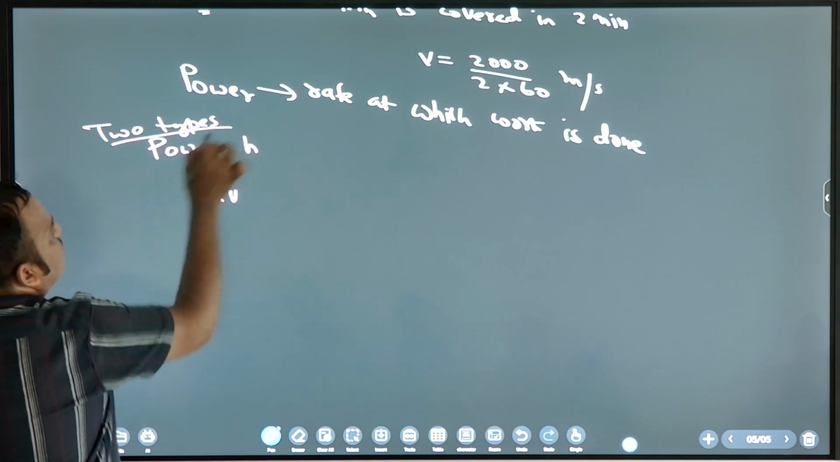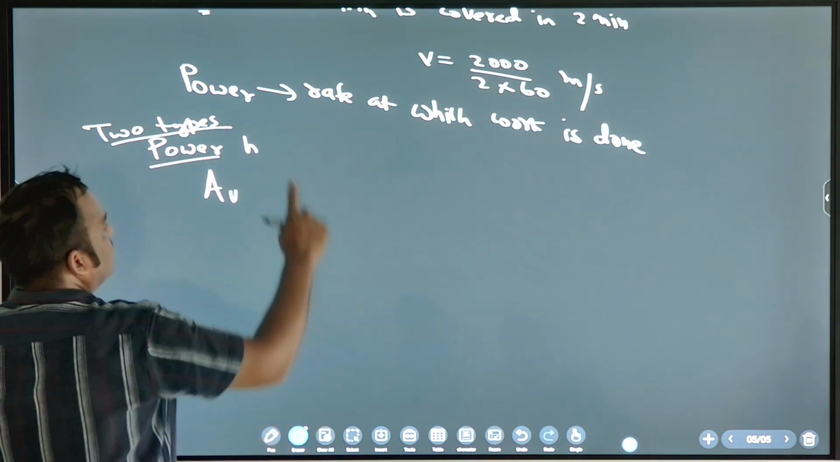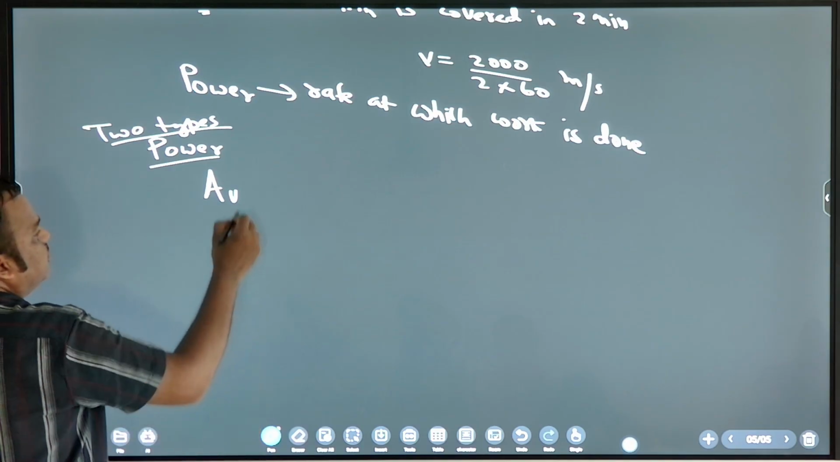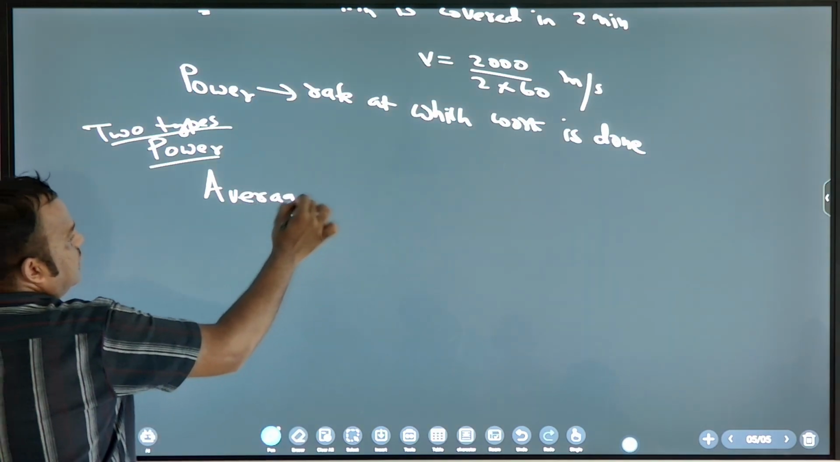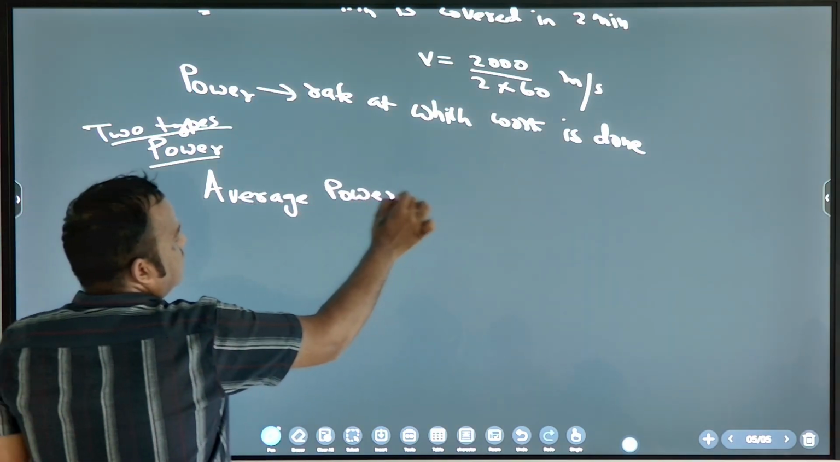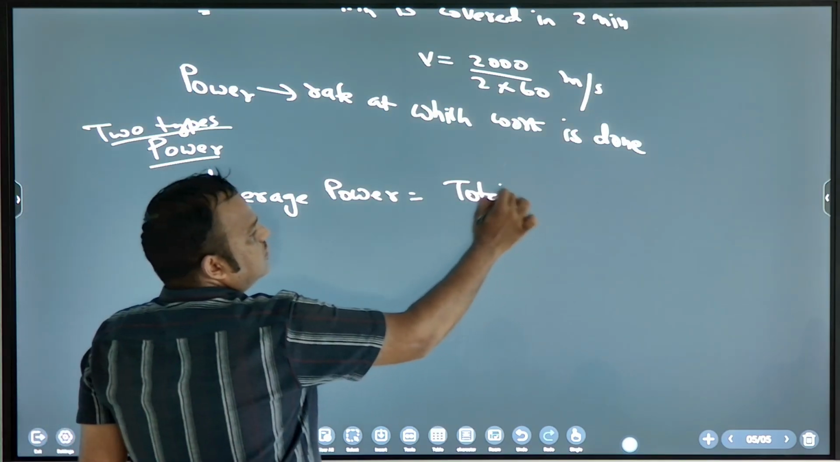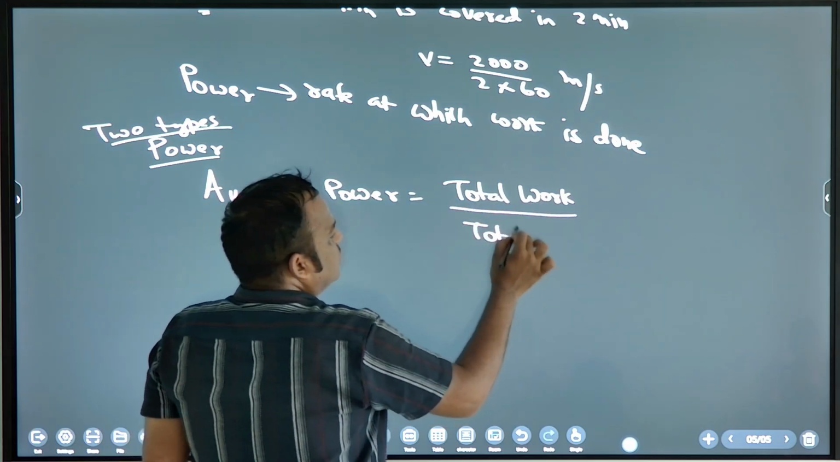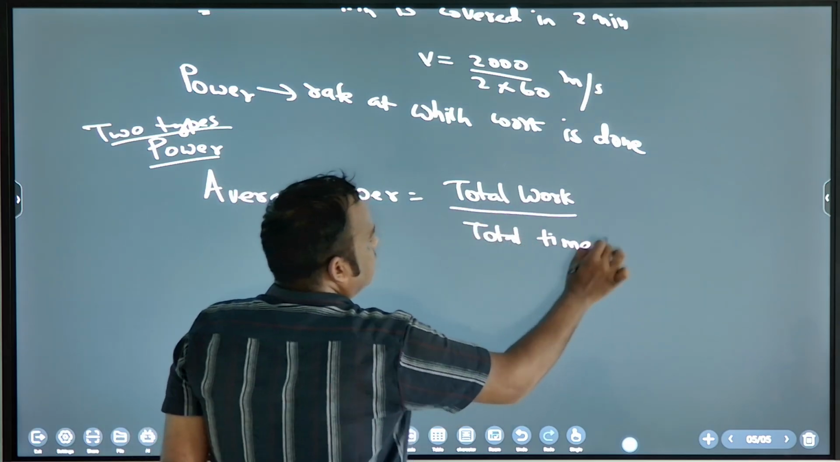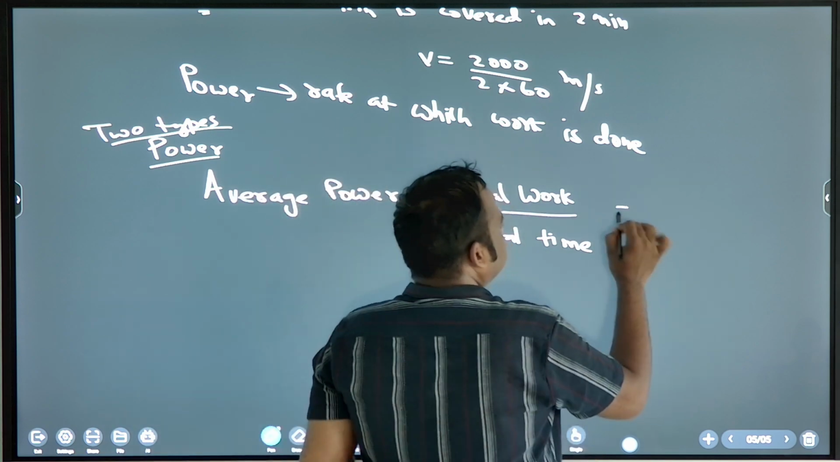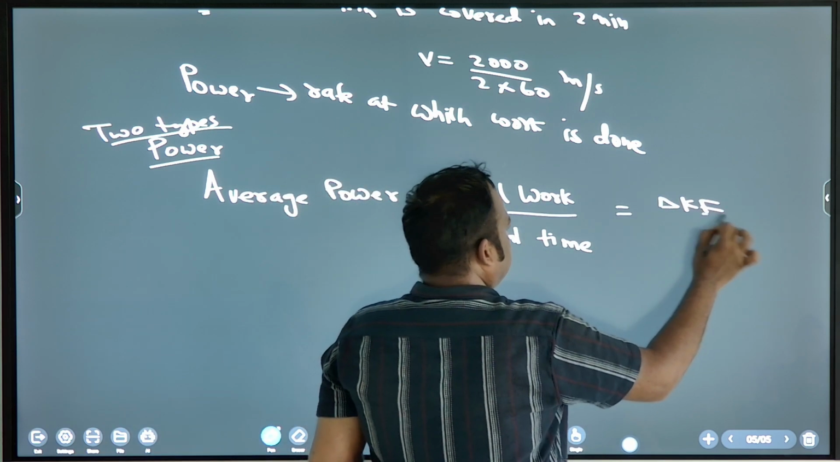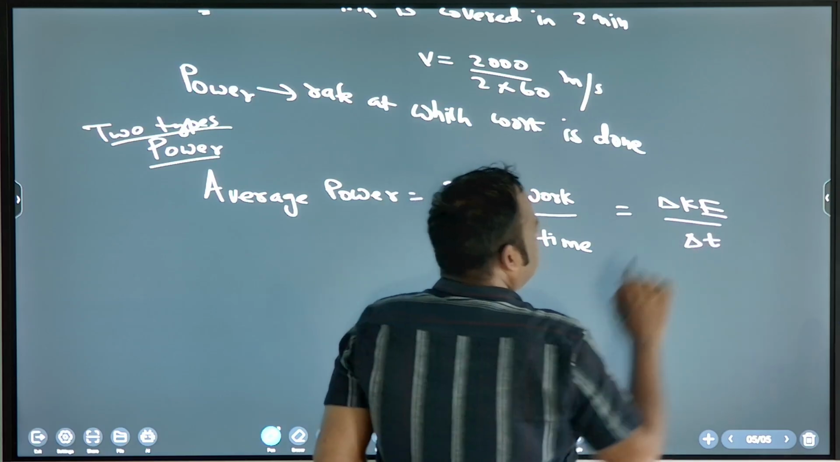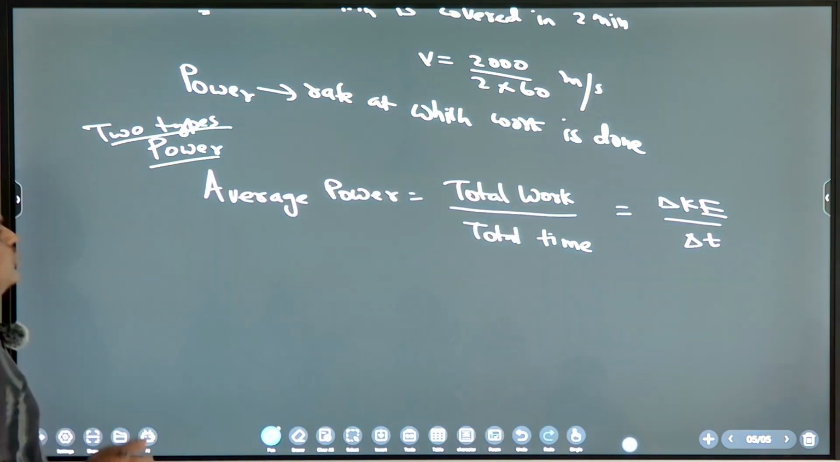What are the two types of power? Average power. Note down. Average power. What is the formula for average power? Total work by total time. And total work can be written as change in kinetic energy. So average power is change in kinetic energy by total time.